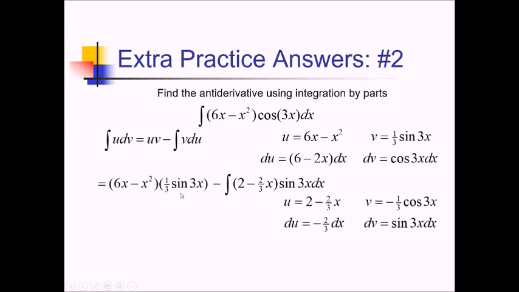So I have the original set of parentheses there. I'm going to have a minus parentheses now, and in that parentheses, I've got u times v. So we have a negative 1/3 cosine of 3x. We have this parentheses with 2 minus 2/3 x. We have all this stuff. It's still a mess. And then multiplying this way now to get our integral of v du.